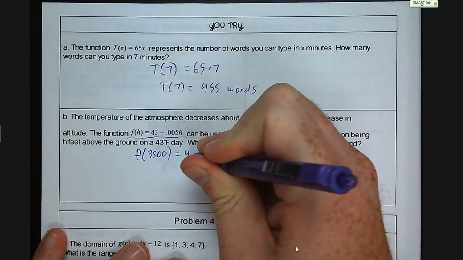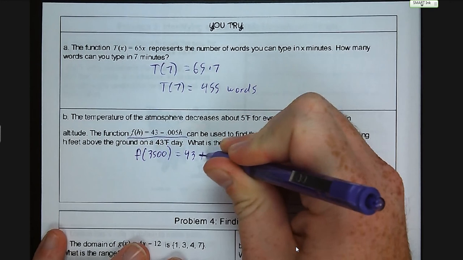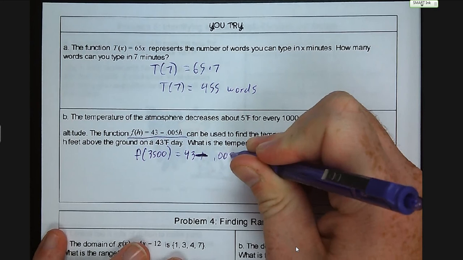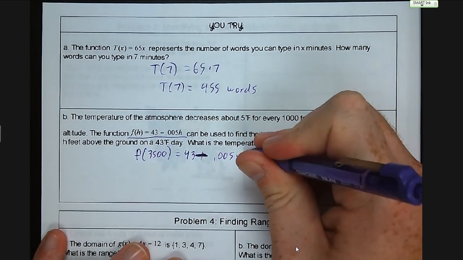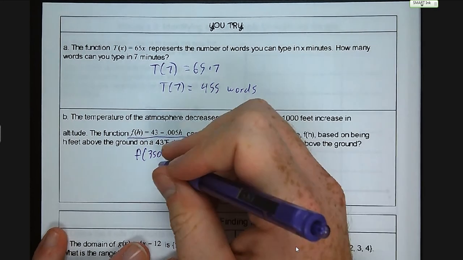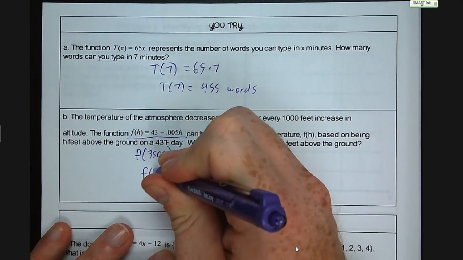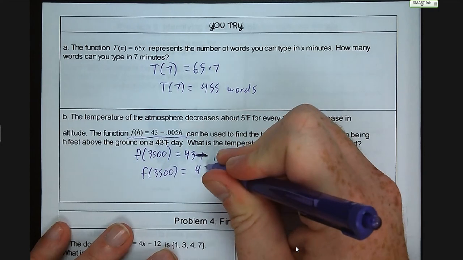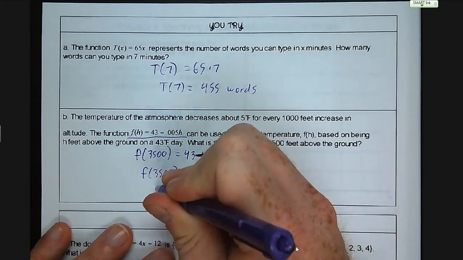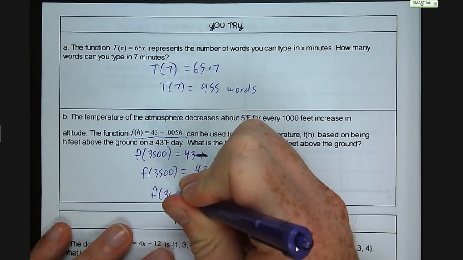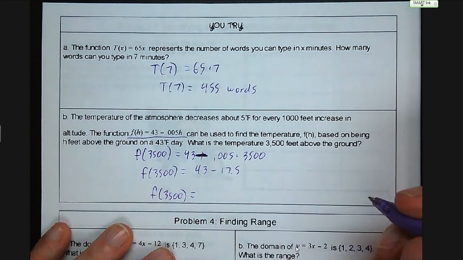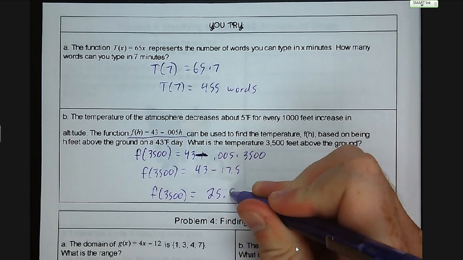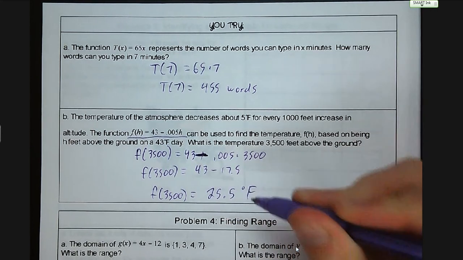So it's 43 minus, not plus, 0.005 times 3,500. So f of 3,500 is equal to 43 minus 17.5. So f of 3,500 is 25.5 degrees Fahrenheit.